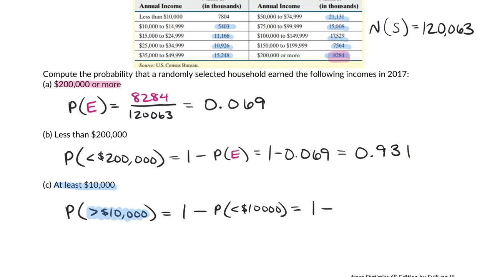Which would mean I'm doing 1 minus 7804 over the total number, 120,063. We calculate on a calculator, and we would get 0.935. So for a lot of problems, the idea of complements just speeds up our processes. Again, you totally could have added up all of those numbers. The categories we highlighted in blue, you could add them all up, divide by the total number, and we'd get the same probability. But this could just be faster or more accurate so that we don't make a typo.